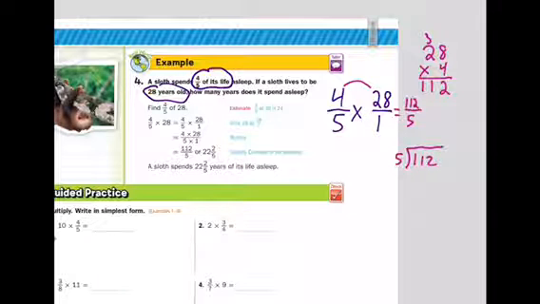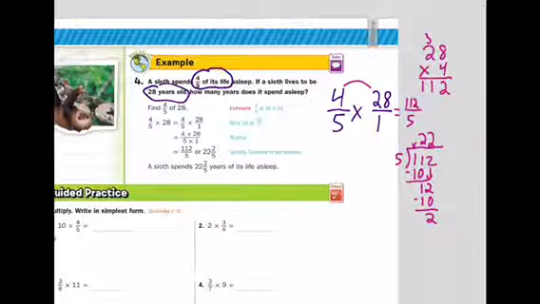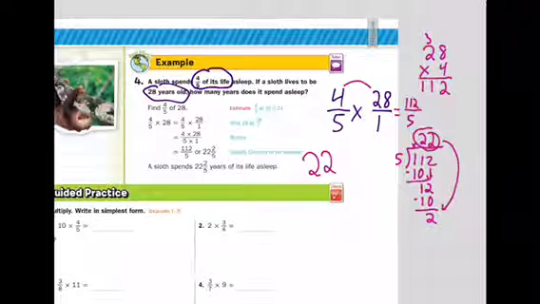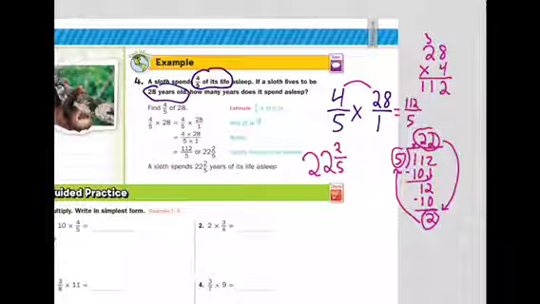112 divided by 5. Okay, 5 doesn't go into 1, it goes into 11 twice, which is 10. Every time I subtract, I must bring down. 5 goes into 12 twice, which is 10. Now, when I get my remainder, this is when I can set up my mixed numbers. So the 22 is my whole number, and 2/5. So remember the question said, how many years does it spend asleep? So if a sloth spends 4/5 of its life asleep, and it lives to be 28 years old, that means 22 2/5 of its years are spent asleep.